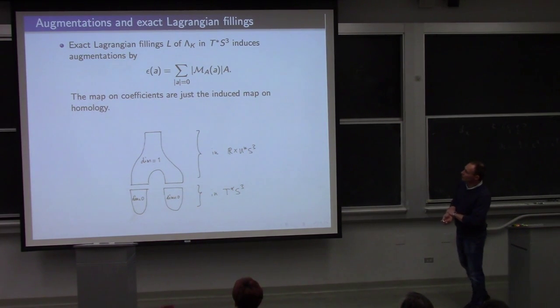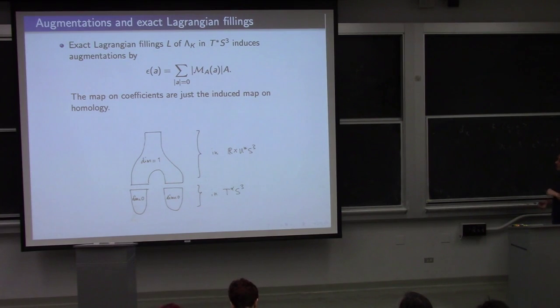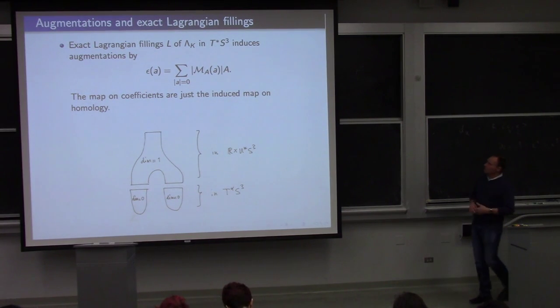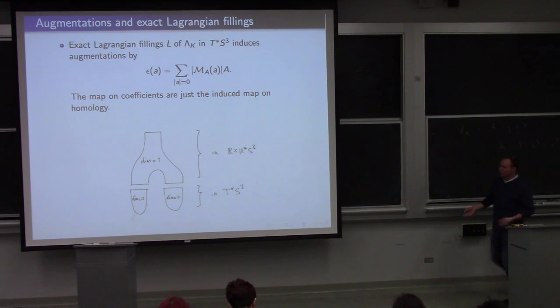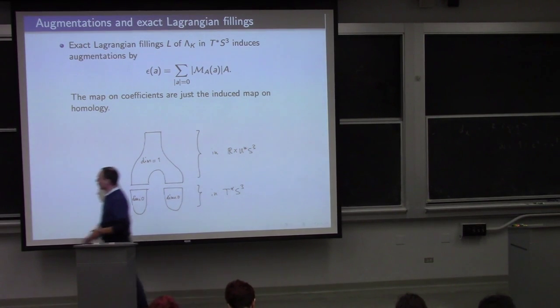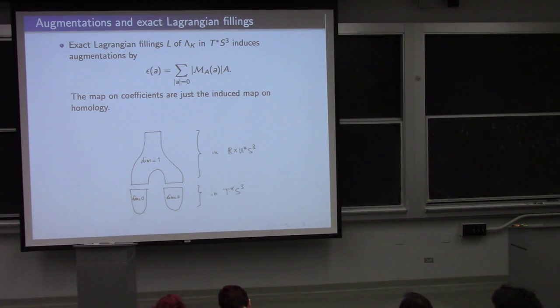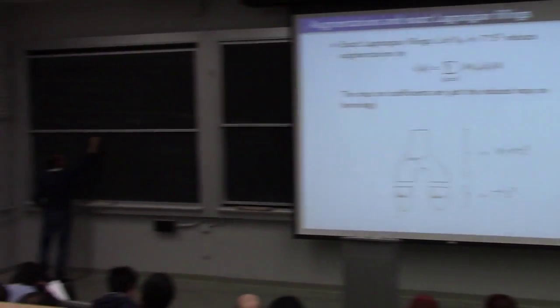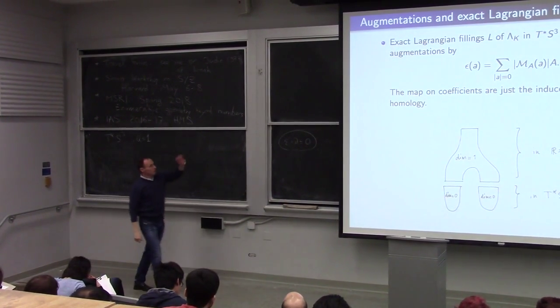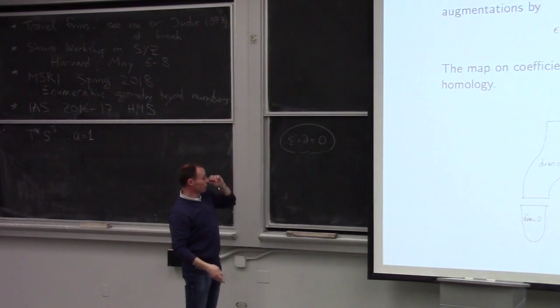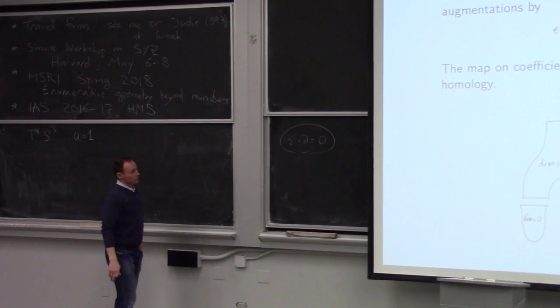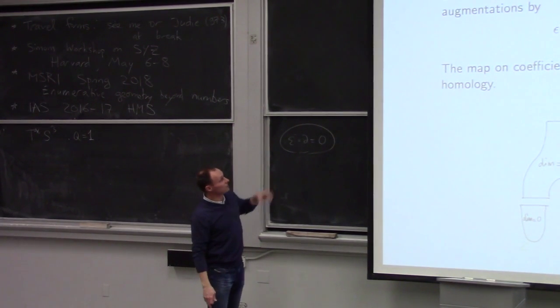Now let's first look at what we can say about augmentations if we look at Lagrangian fillings in T*S3. In T*S3 we cannot get the whole theory, because the Q variable is killed. The S2, which represents this thing, we have to put Q equal to 1, because when we look at holomorphic curves in there, we cannot find this homology class.